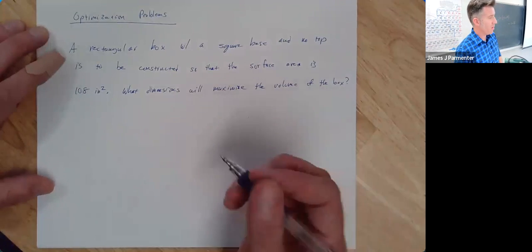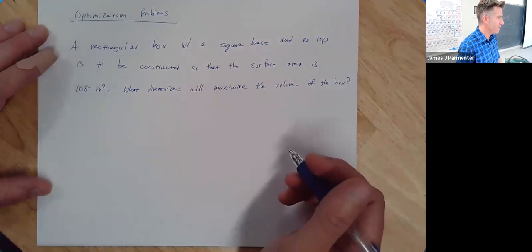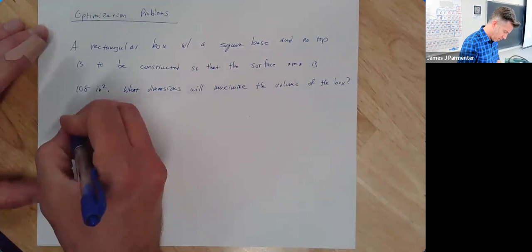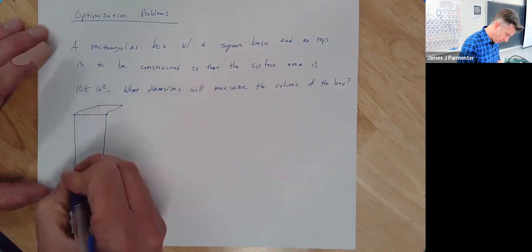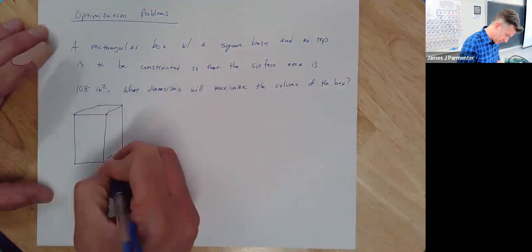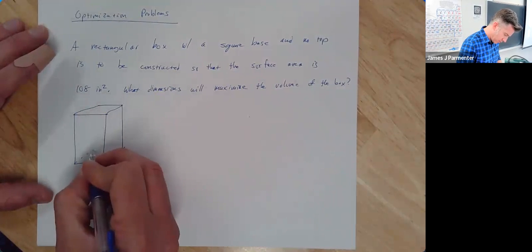All right, usually with these problems, not always, but often, you want to draw a picture. I'm going to draw a rectangular box with a square base. And I've happened to draw mine so that it looks like it's taller than it is wide, but you could draw it really short.